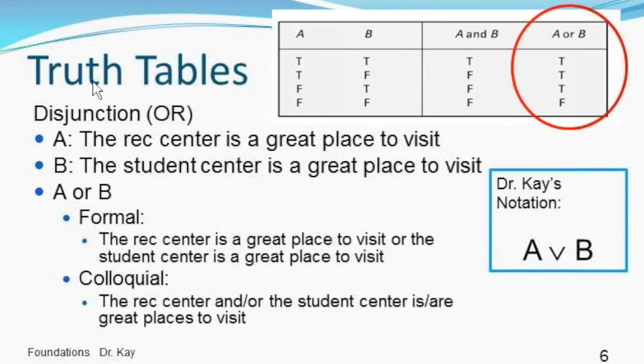Here's the truth table for disjunction. That's another fancy word for or. So this is A or B. I use this notation, the kind of V notation here for A or B. Again, that's not just my notation. That's a very common notation. You probably used it in discrete. If we use the same two statements for A and B, A or B formally, we just put the word or between the two statements, but colloquially, we might say the rec center and or the student center are great places to visit.